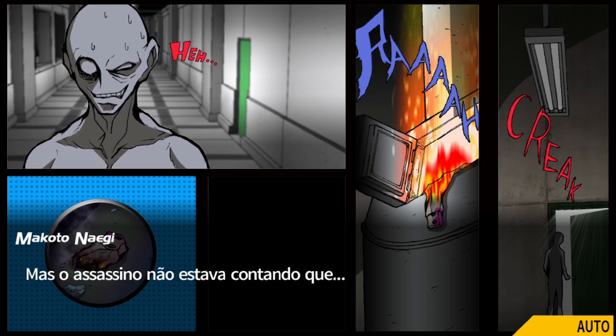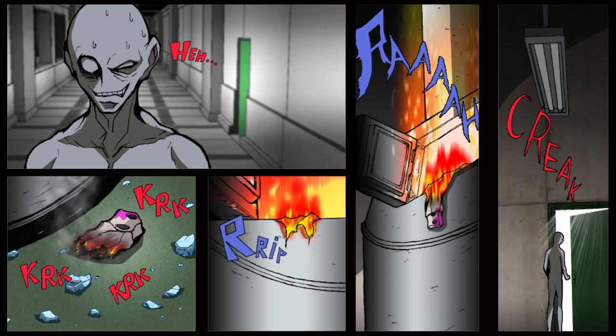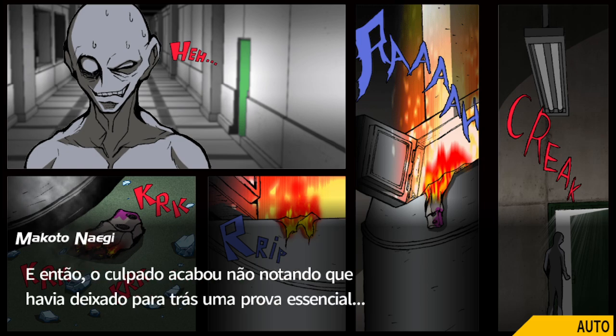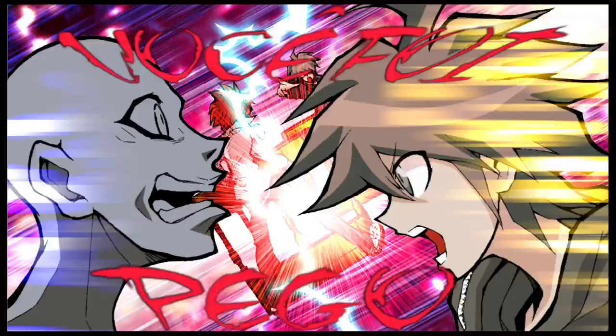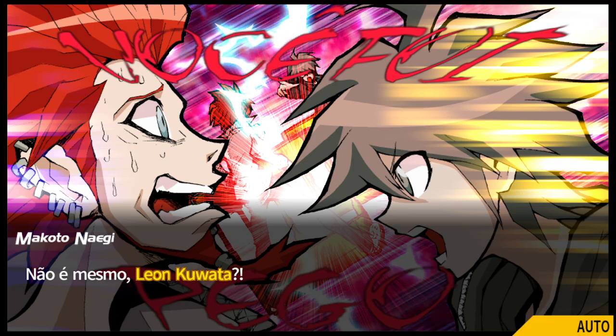But there was one thing they missed. Part of the shirt they'd thrown into the fire burnt away and fell out of the incinerator. The killer didn't notice this, and so left behind a piece of indisputable evidence. Isn't that right, Leon?